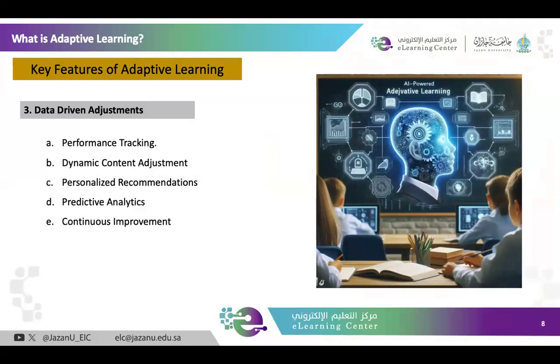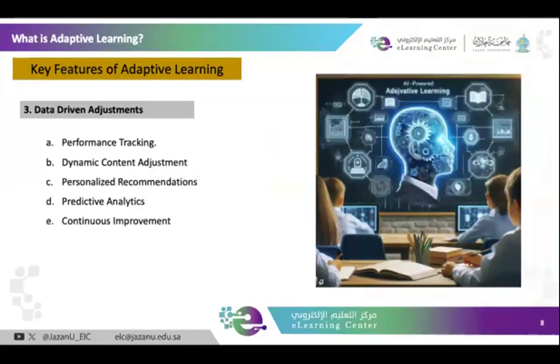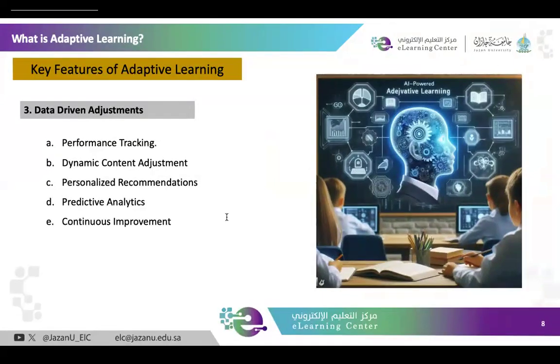The third one is data-driven adjustment. Data-driven adjustment is a terminology which is connected with data. Performance tracking, how will we do that? The adaptive learning system continuously collects and analyzes data on a student's interaction, performance, and progress. This data includes test scores, the time spent on a task, and the types of errors made.